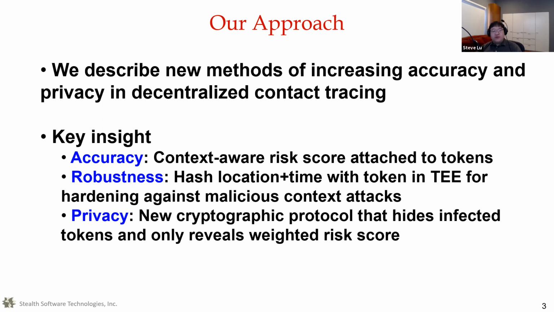For robustness, we ensure that a malicious actor cannot relay or replay tokens by tying in location and time with the token. Of course, this is appropriately hashed so that it's not actually being revealed to anyone. And we leverage the existence of trusted hardware on the phone. Contact tracing solutions, I think, have eschewed such approaches, but we were interested in seeing what could possibly be done in that situation, leveraging a trusted execution environment.